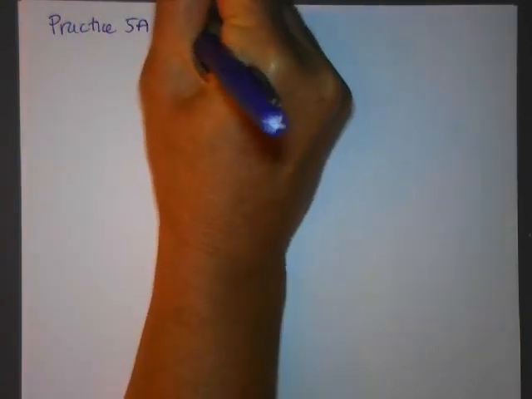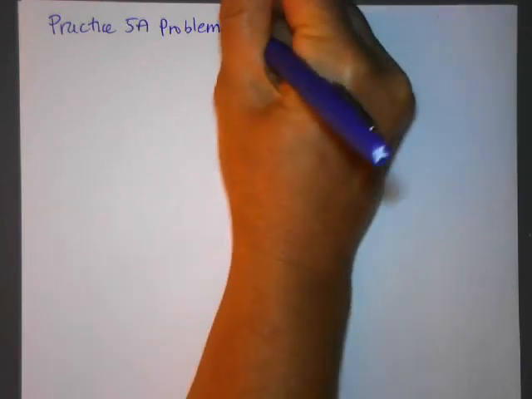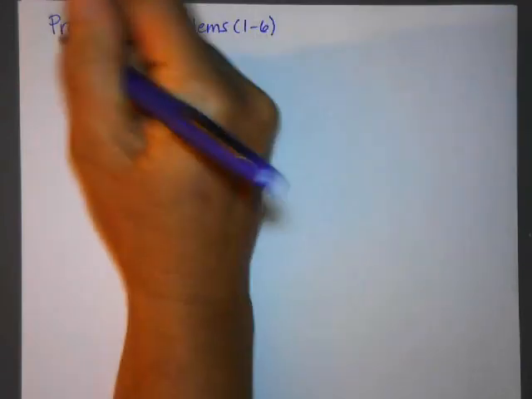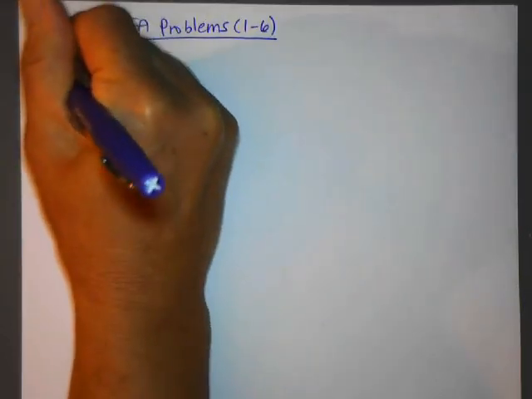All right, we're going to do practice 5A, problems 1 through 6. So we're doing work and work at an angle. So let's look at number 2.